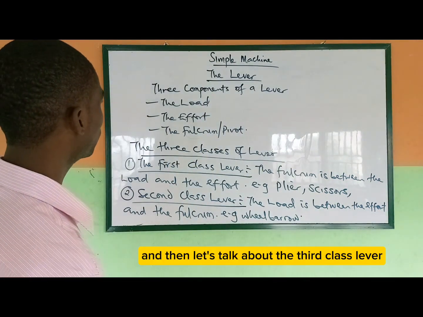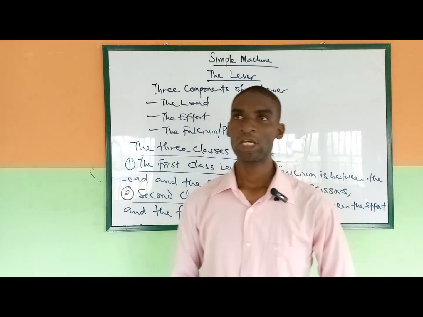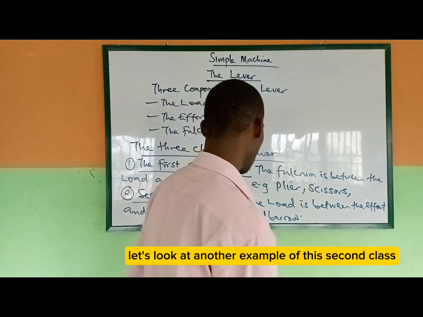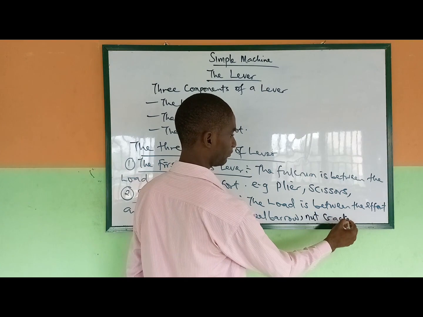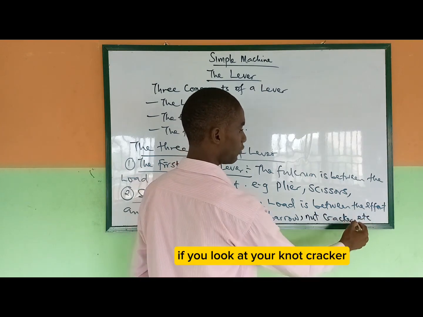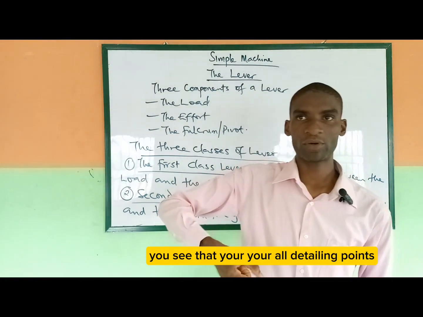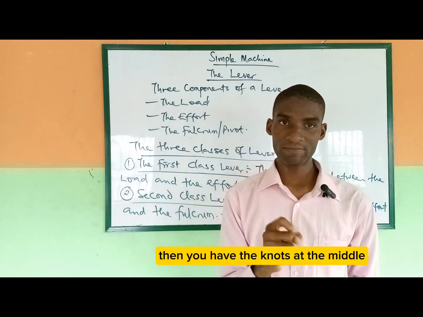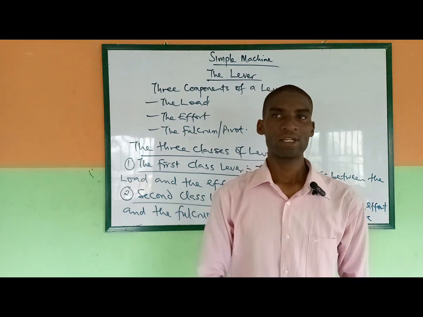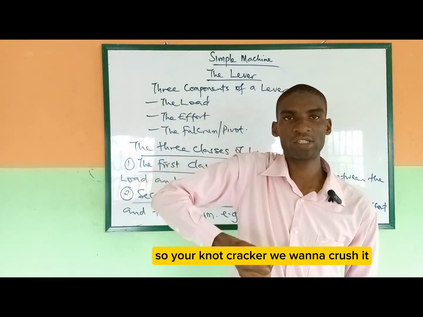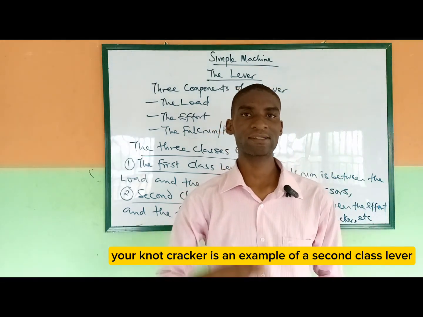And then let's talk about the third class lever. Okay, before I continue, let's look at another example of this second class. What about your nut cracker? If you look at your nut cracker, you see that you hold it at a point, then you have the nut at the middle, and then you have the fulcrum at the end. So your nut cracker, you want to crush it. Your nut cracker is an example of a second class lever.